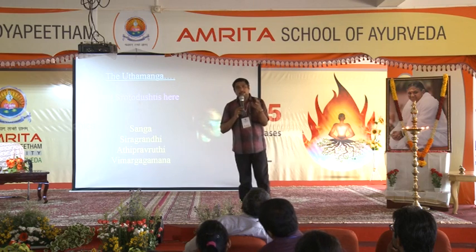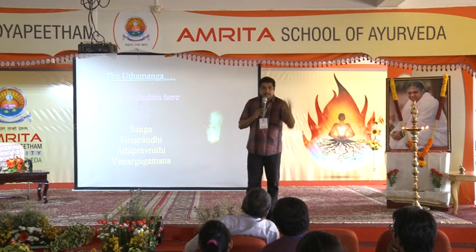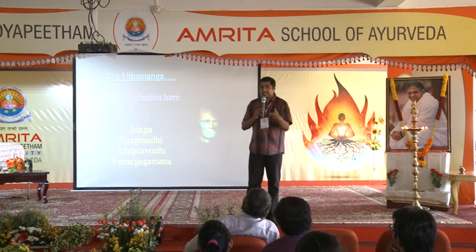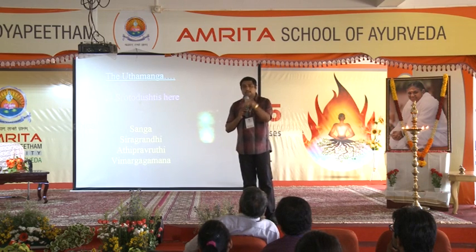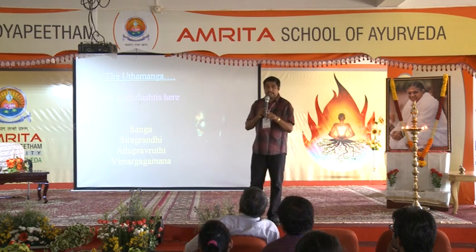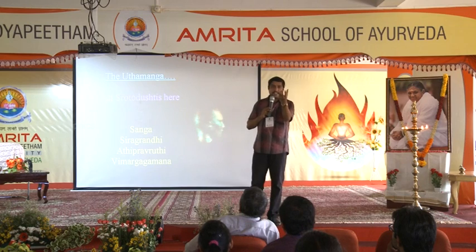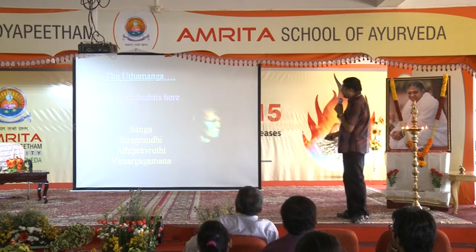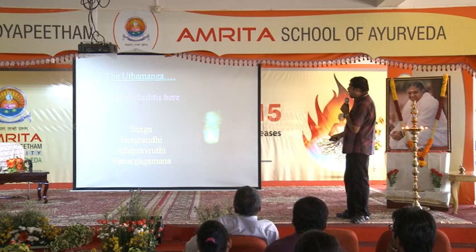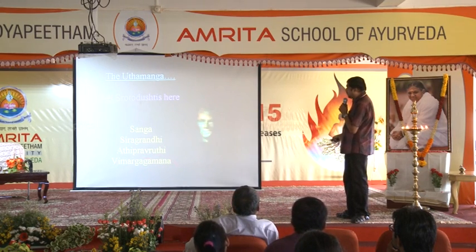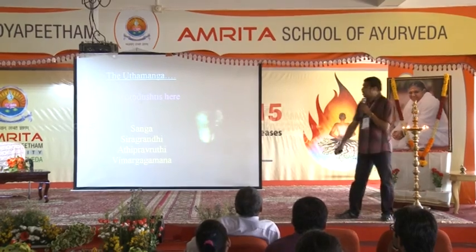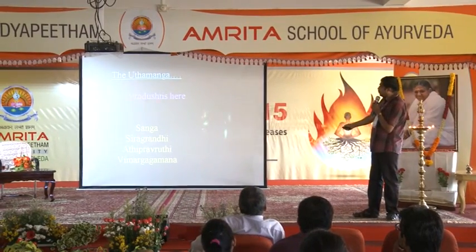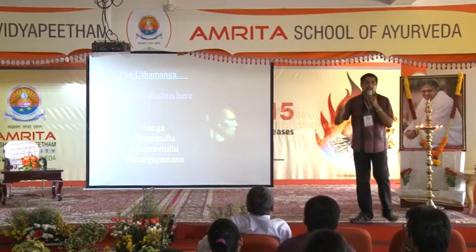Normally there is no communication between the artery and the vein. But in certain conditions, the artery and vein will have abnormal communication. We call it AVM. There will be a bundle of structures which behave as Siragranthi. And Atipravritti, you are getting hemorrhage. Vimargagamana, you are getting edema, cerebral edema. So my dear doctors, all the four Srotodushtis are equally present in Vata Vyadhi.